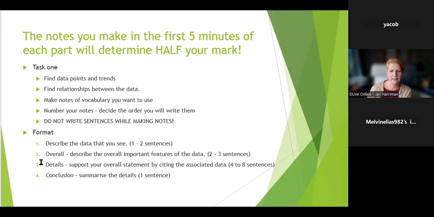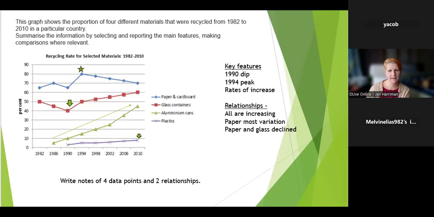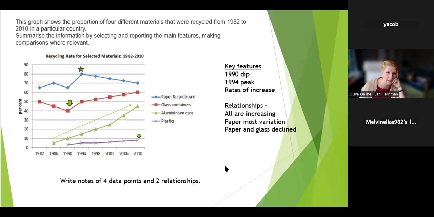In the detail paragraph, quote the data from the chart that supports your overall description. Here is an example. Okay. So what are we going to look at in this graph? There's our description. This graph shows the proportion of 4 different materials that were recycled from 1982 to 2010 in this particular country. All right, so we're going to describe this.